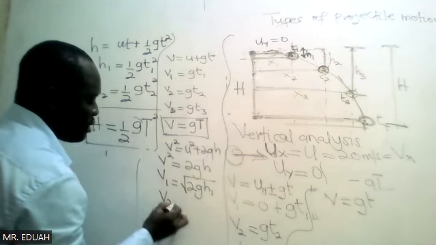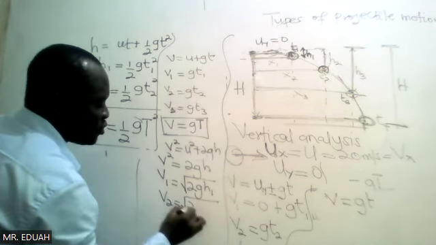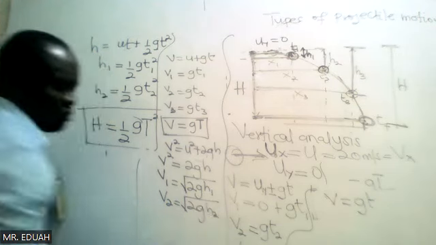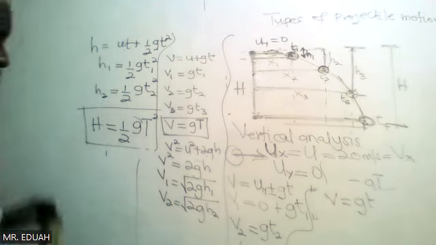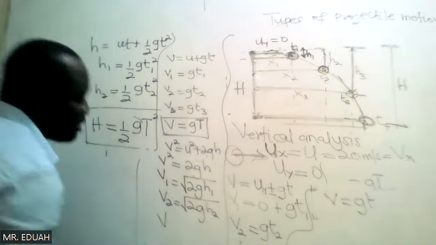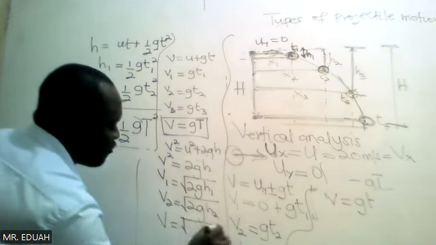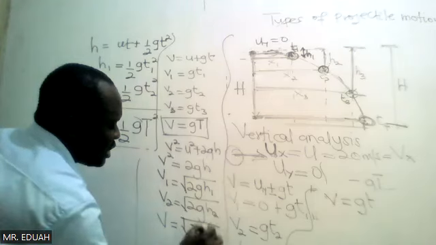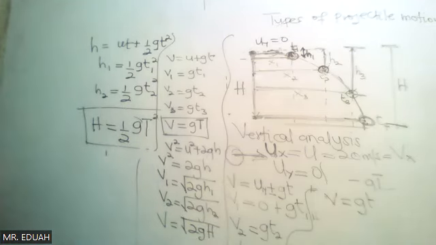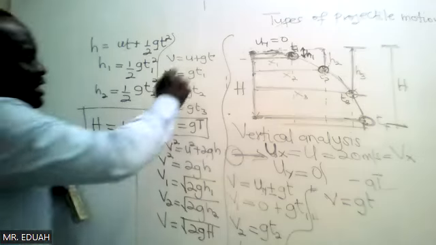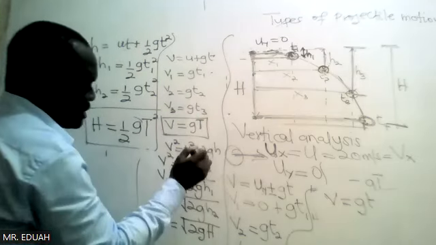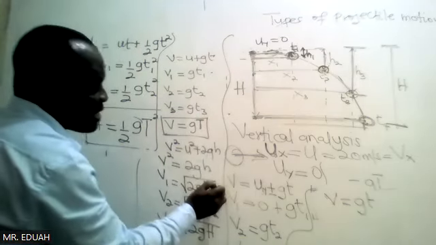v² will be equal to the square root of 2gh². Therefore, v, just before it hits the floor, will be equal to the square root of 2gh. Are we okay? Yes. Using either this or this would give us the same results.